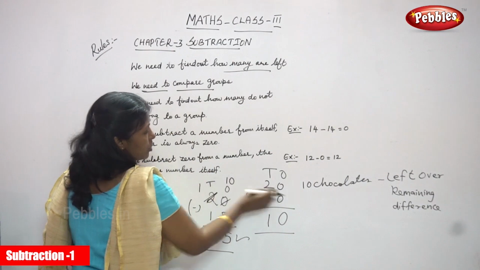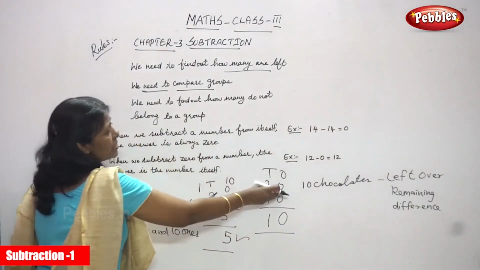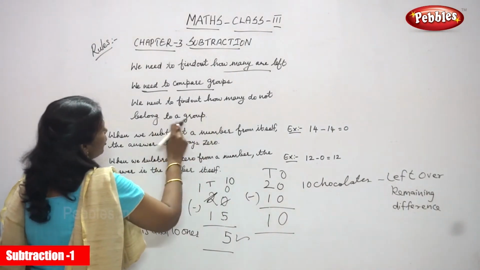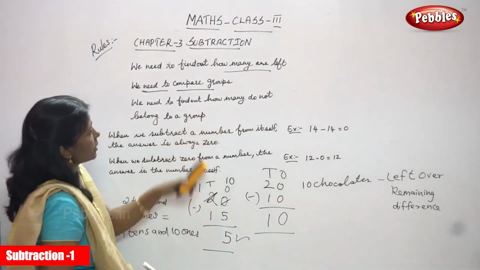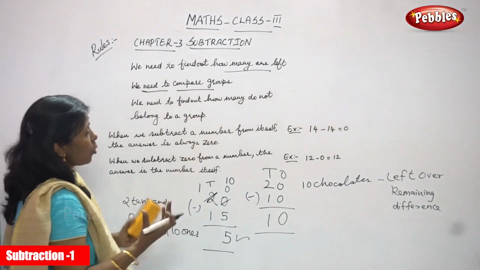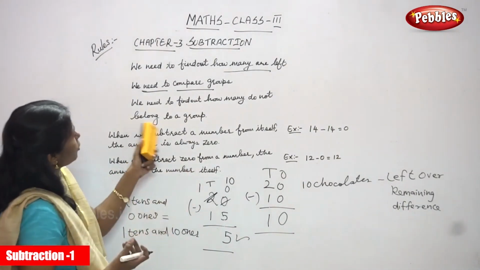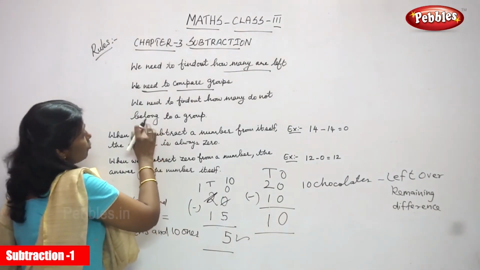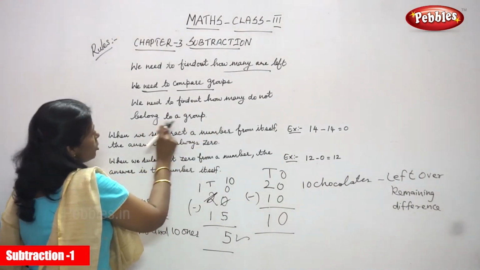We need to compare. So I'm always comparing the groups. This is ones groups, this is 10 groups. This is the meaning. We need to find out how many do not belong to a group. That means we need to find out how many do not belong to a group.